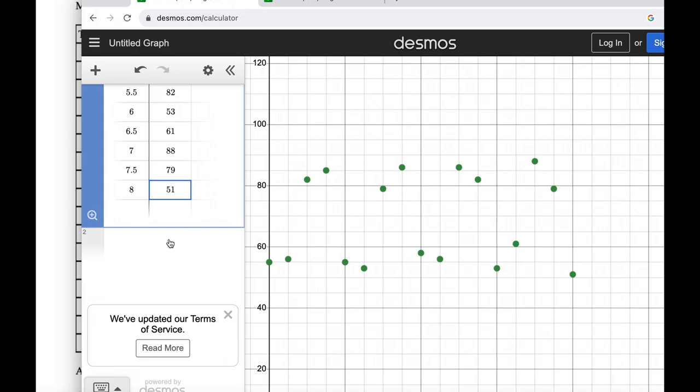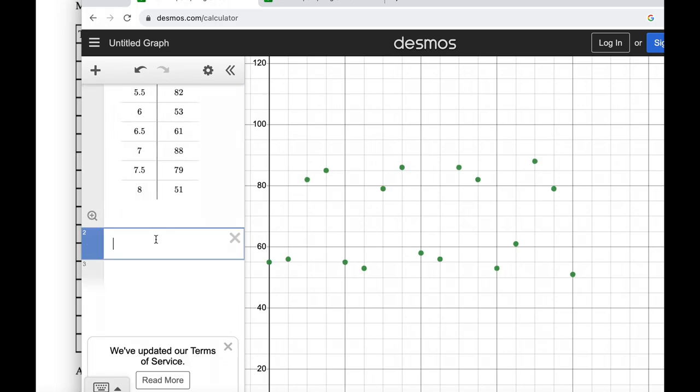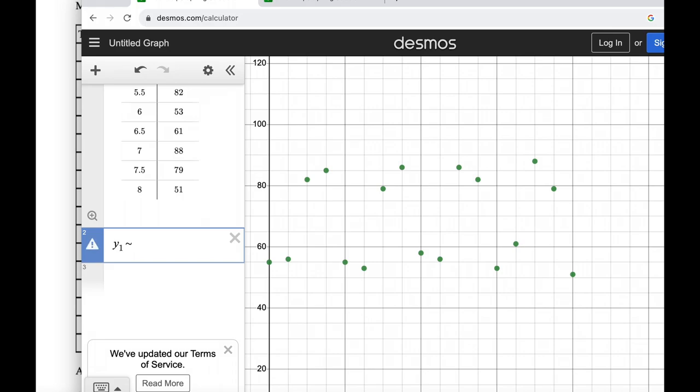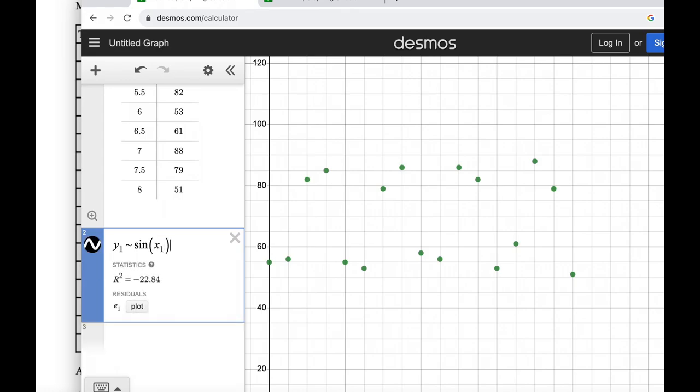Now, the type of curve that we expect for simple harmonic motion will be a periodic function. It could be a sine or a cosine graph. So I'm going to try regression using sine. The way I'll do this is I'll type in y1 tilde, and then we could just type in sine of x1, but this alone would not really work out that well for us.